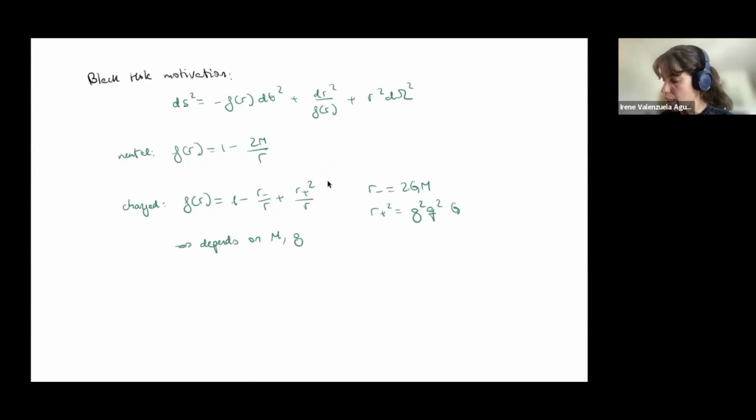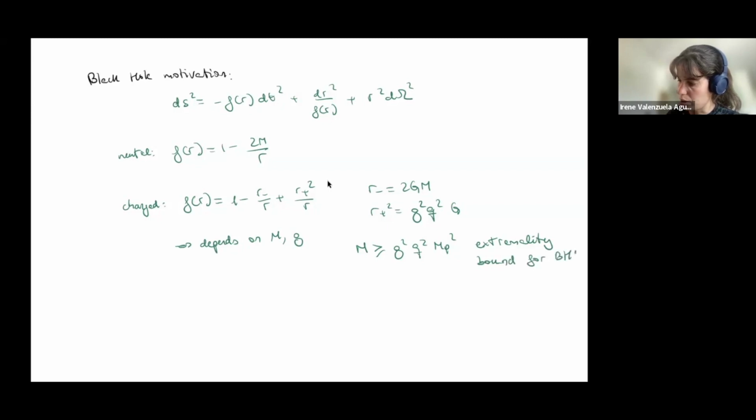There is also what is called an extremality bound, in the sense that if you don't want to have a naked singularity, some singularity in the space-time which is not covered by a horizon, so you want to have a regular black hole, then the charge cannot be too large in comparison to the mass. So this is what is called the extremality bound. So the mass has to be bigger or equal than m Planck. This is the extremality bound for black holes, which is to avoid a singularity. Otherwise, the space becomes singular.